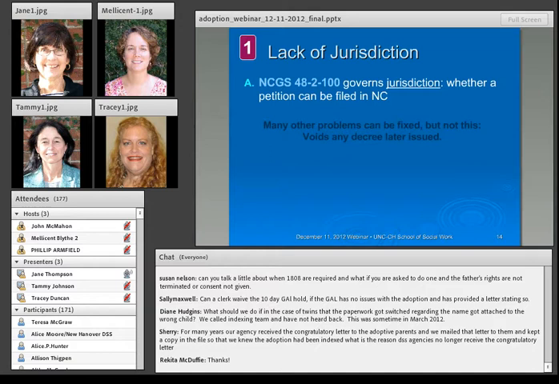Good morning, everyone. We want to start talking about the top 10 issues that we see coming into the state and how we need to avoid some of these problems.